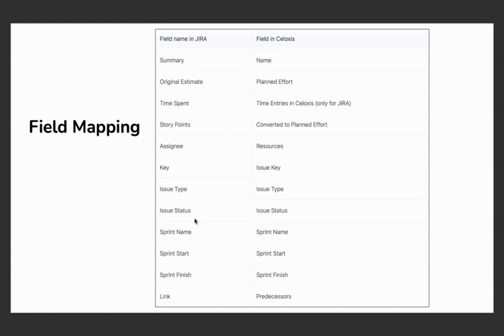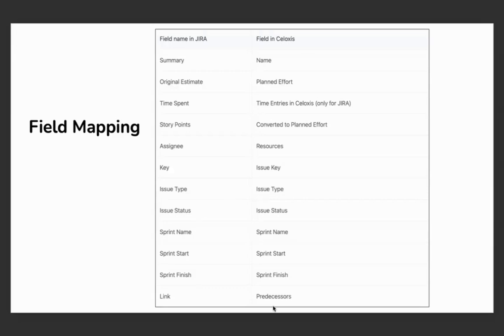The issue status, sprint name, the sprint start and finish date, and the link, which helps us to understand your predecessors. Similarly, your parent and child task hierarchy is also retained. So that is how easy it is to get all the information from Jira into Celoxis at a single click.